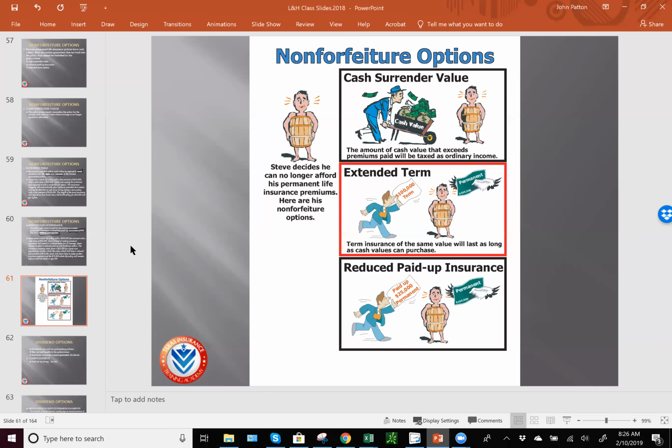So you're going to have some test questions I need you to be able to answer about these two. First one is going to be, which non-forfeiture option provides the highest amount of protection? And the answer you want to pick is extended term. Next, which non-forfeiture option provides coverage for the longest period of time? And in this case, it'll be the reduced paid up. So make sure you know for your test, one's the highest and one is the longest.